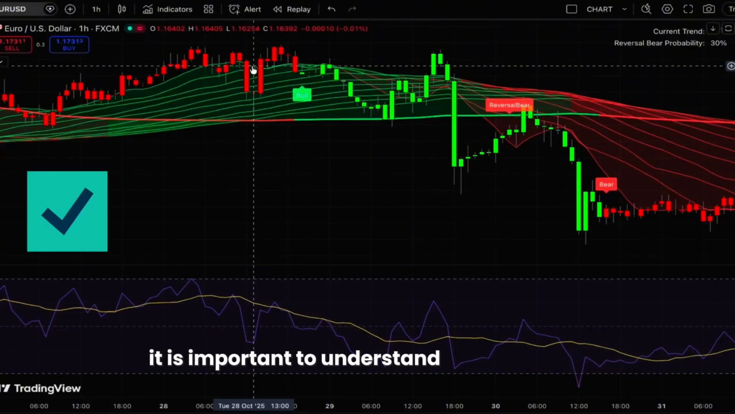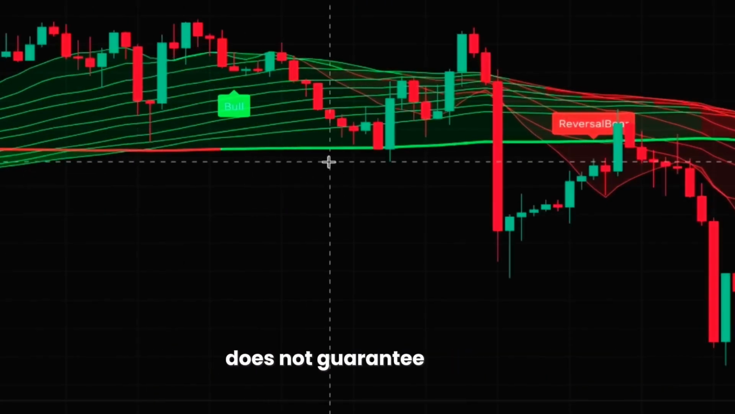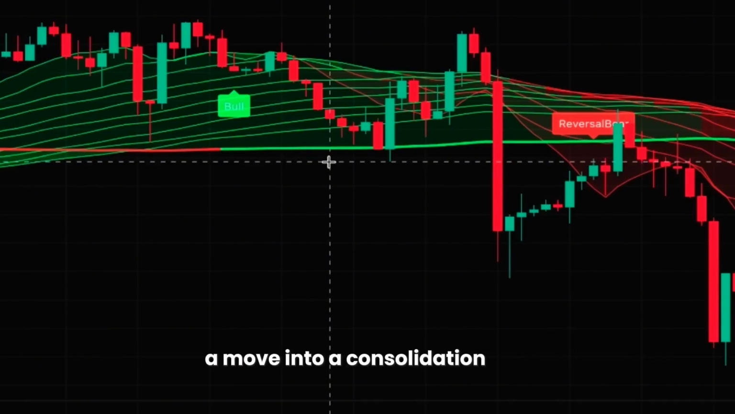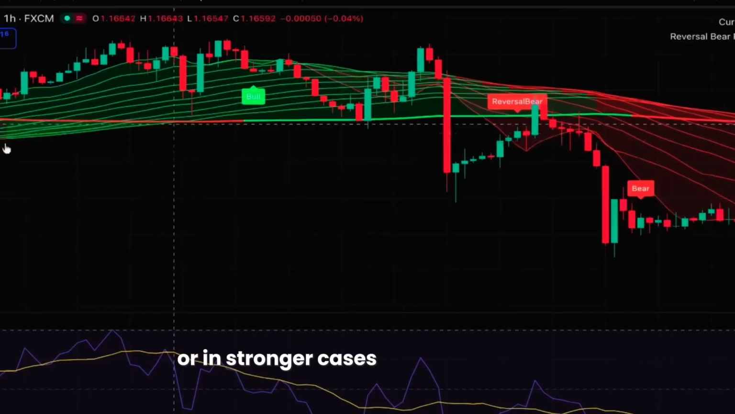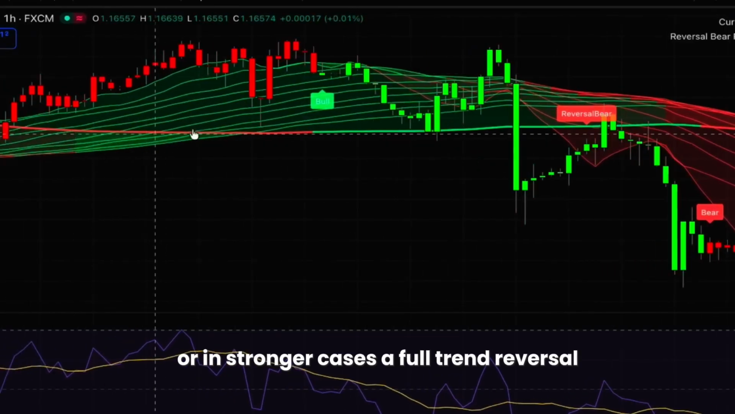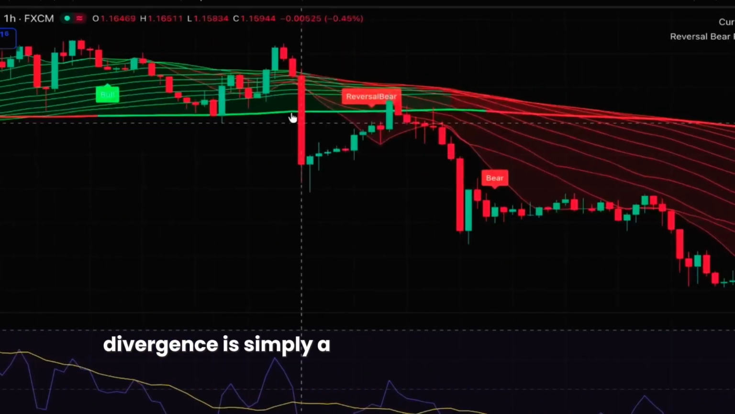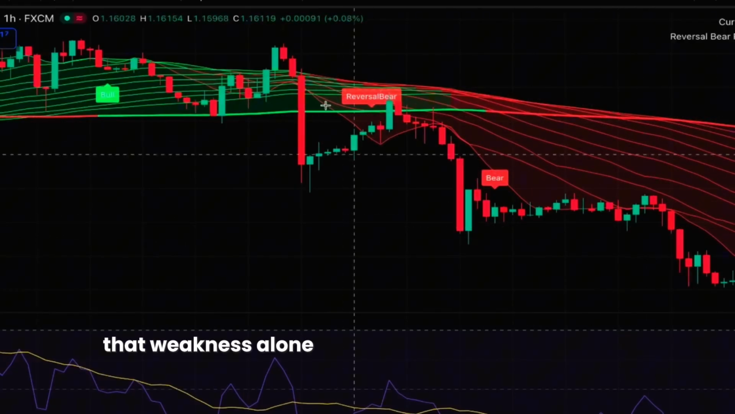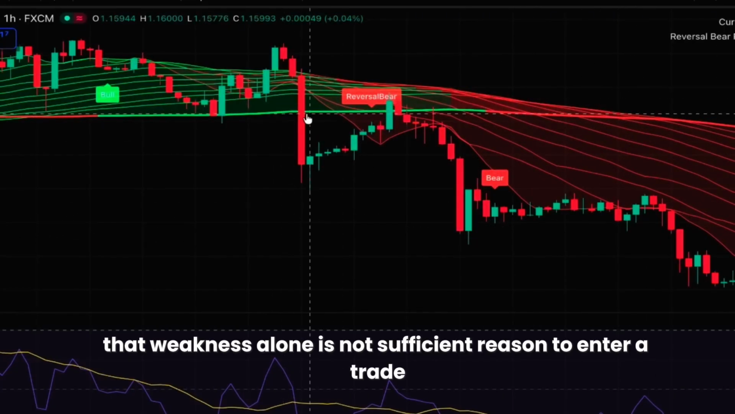It is important to understand that divergence does not guarantee a reversal. It can sometimes precede only a minor pullback, a move into a consolidation range, or in stronger cases, a full trend reversal. Divergence is simply a signal that the existing trend is weakening. That weakness alone is not sufficient reason to enter a trade.